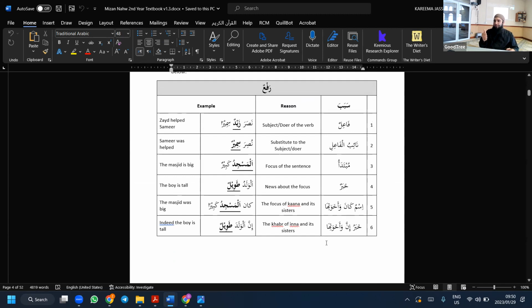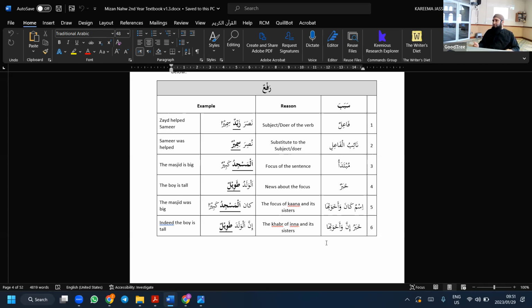When a word is a fa'il, that's the doer of a verb, and na'ibul fa'il, that's a substitute for the doer. But that only appears in what kind of sentence? A sentence that has a passive form verb. The fa'il obviously only appears in a jumla fi'aliyya, a sentence with a fi'l in it, but it must be the active verb, the ma'loom verb.